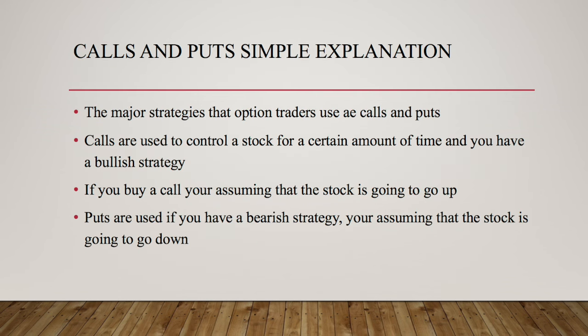We're going to talk about calls and puts now. Calls are used for bullish strategies. Calls are contracts you can buy to control a stock for a certain amount of time and a predetermined price. If you're buying a call, you're assuming the stock is going up, and that's a bullish strategy. On the other hand, there's puts, which is a bearish strategy. If you're buying a put, you're assuming the stock is going down, and that's how you make money with puts. And you will see later on how you can use puts for other cool things. Now, let's go to the next slide.